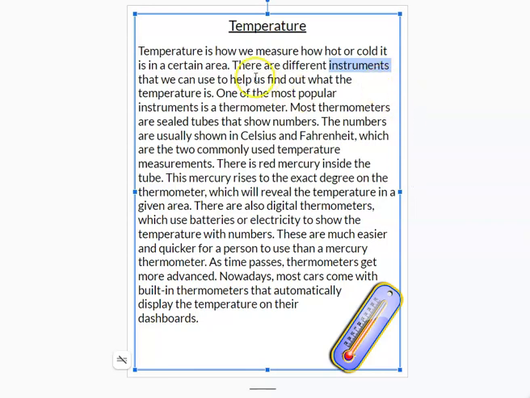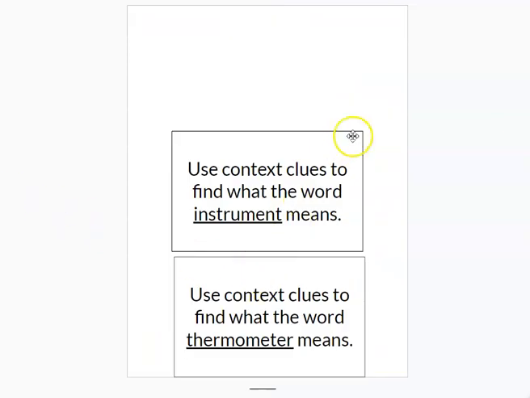I notice in the sentence, there are different instruments that we can use to help us find out what the temperature is, that instruments, at least one instrument, can help us figure out what the temperature is. So I'm guessing it's a tool that I can use to find out what the temperature is. Let's look at the next one.